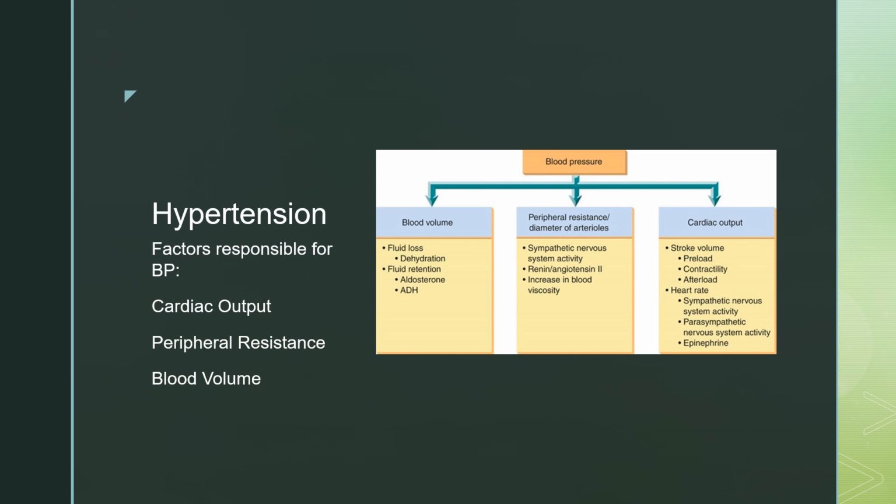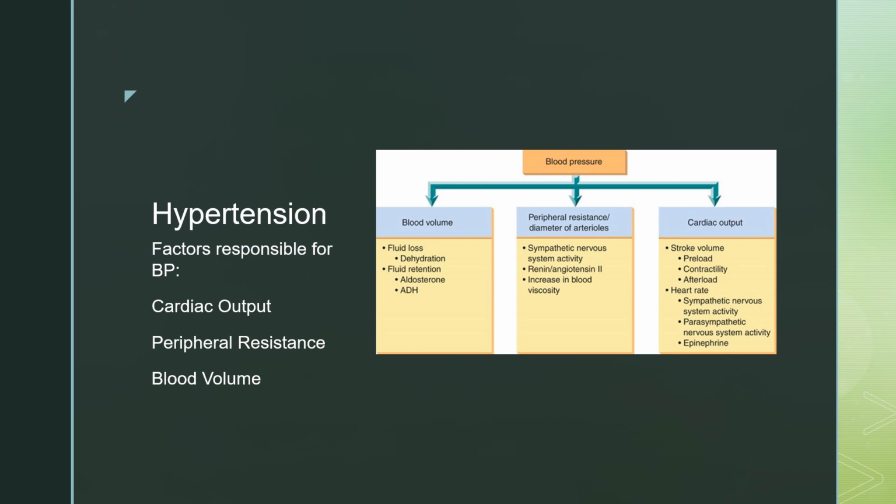There are a couple of factors that are responsible for blood pressure. The first one being cardiac output. This is the volume of blood pumped per minute. It's determined by stroke volume and heart rate. There are medications that can affect cardiac output, stroke volume, and heart rate, and this is all going to affect blood pressure.